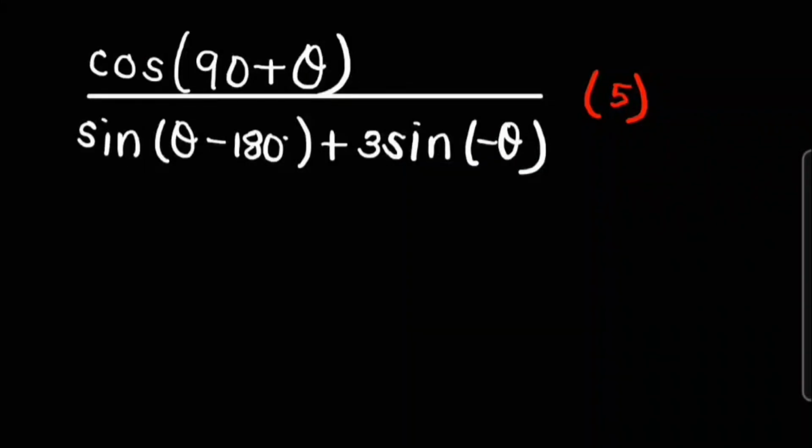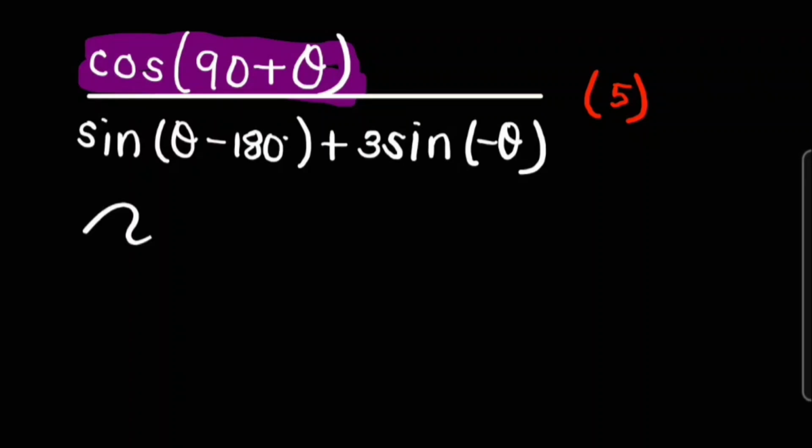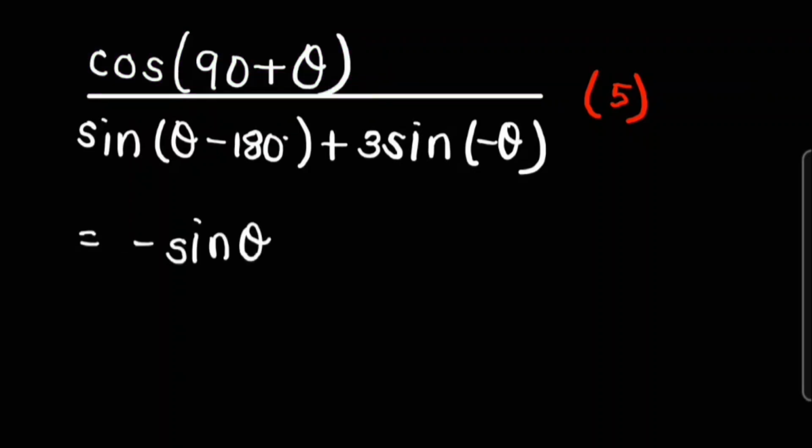So question 8 now. We've got a 5-mark question. Focusing on our numerator, we have cos of 90 plus theta. Firstly, 90 plus lies in the second quadrant where cos is negative. However, 90 changes cos into sine. So that gives us negative sine theta.